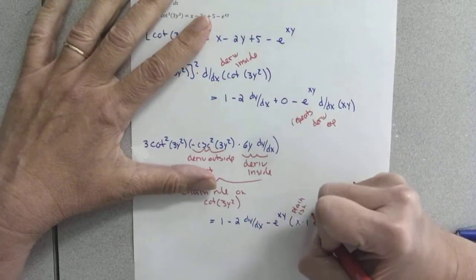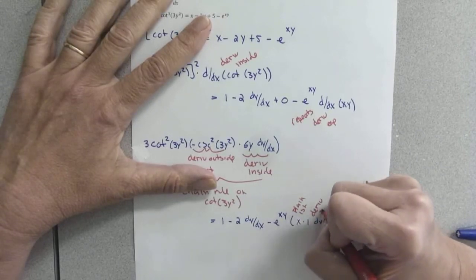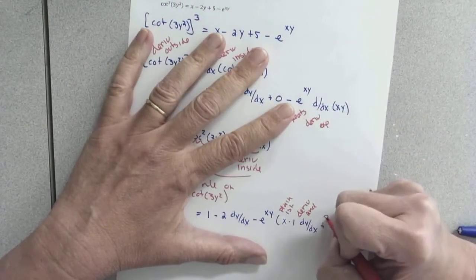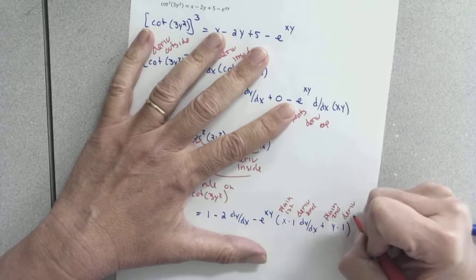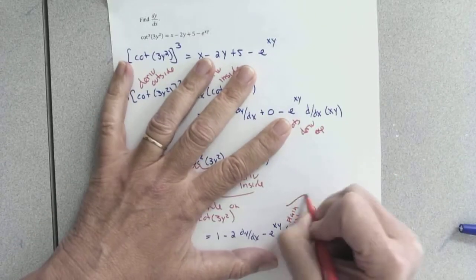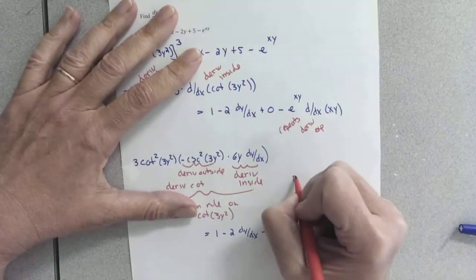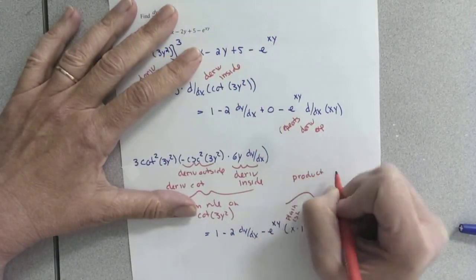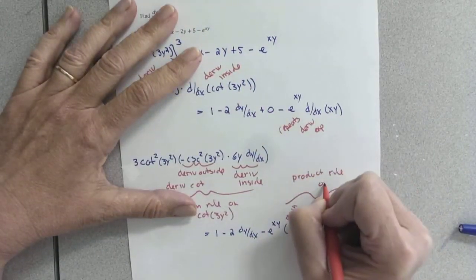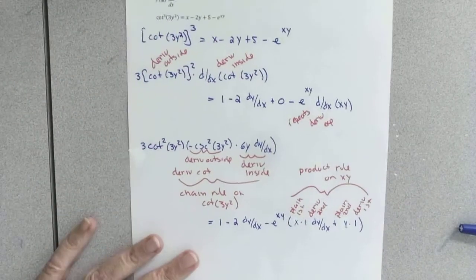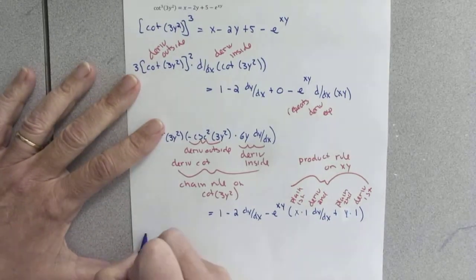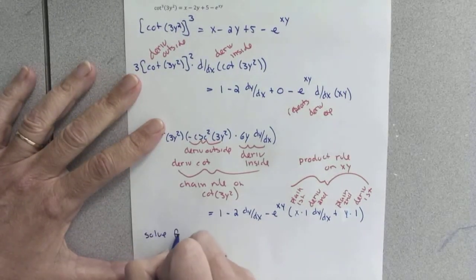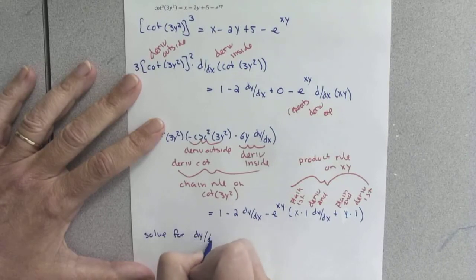Play first, derivative second, play second, derivative first, and all of that was the product rule on xy. And there's all our calculus. So now it's time to solve for dy dx.